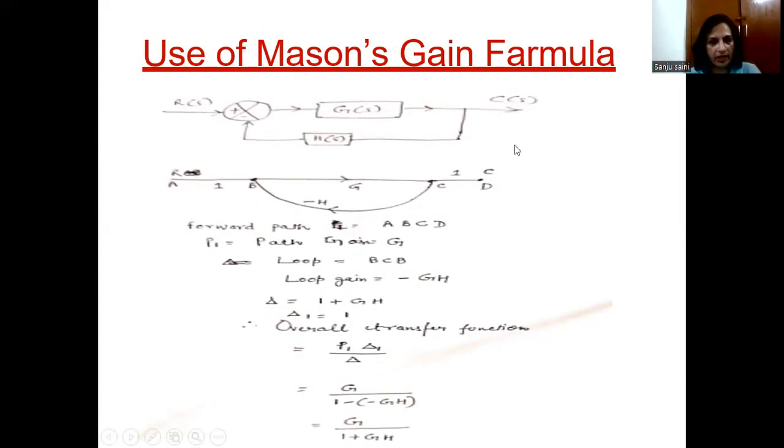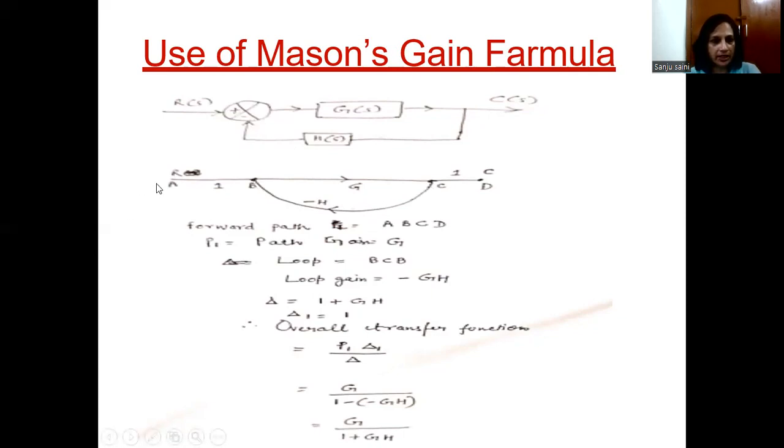So in order to get the value of the overall transfer function using Mason's gain formula, let us consider a basic closed loop system having G(s) as the forward path transfer function, H(s) as the feedback path transfer function, R(s) as the input signal, and C(s) as the output signal. Wherever we have a summer or a comparator, we will assign a variable. So this is a node.